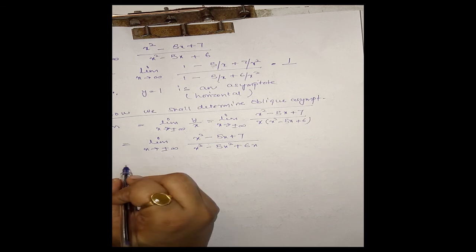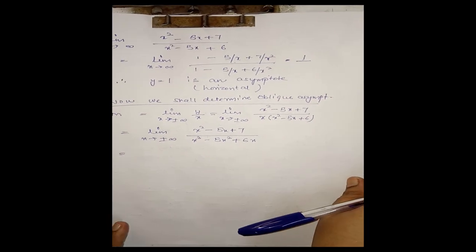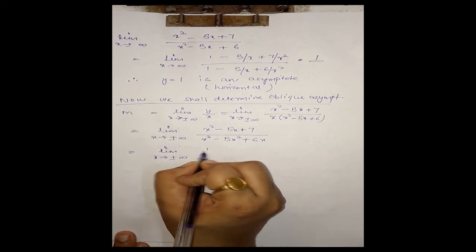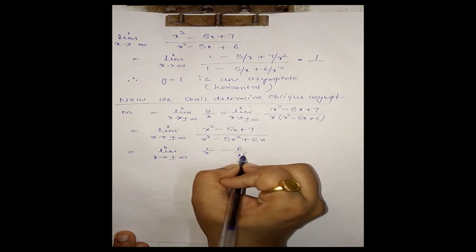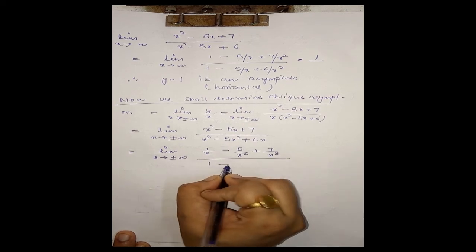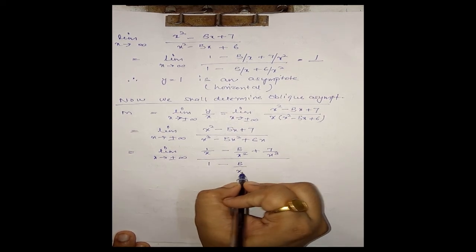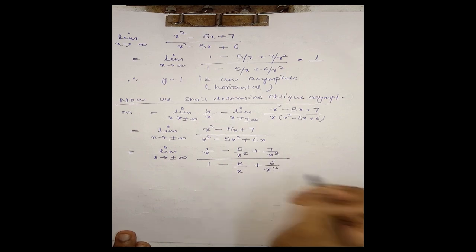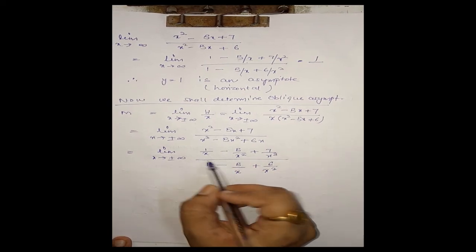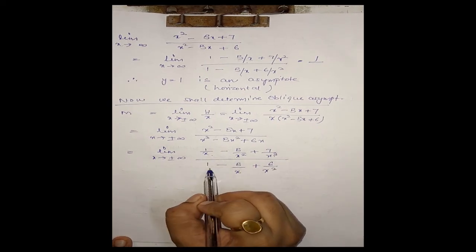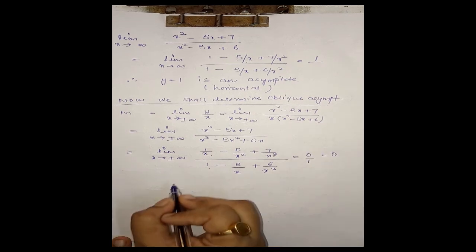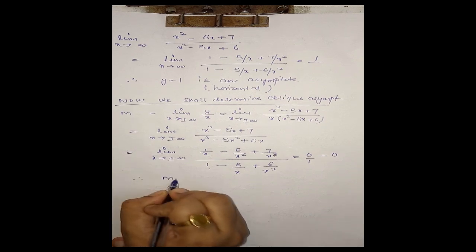Now, on dividing numerator and denominator by x cube, this is limit x tending to plus minus infinity, the numerator will be 1 upon x minus 5 by x square plus 7 by x cube, and the denominator will be 1 minus 5 by x plus 6 upon x square. Now on taking the limit, this will be 0, 0, 0, and here it is 1. Therefore, the limit is 0 by 1, that is 0. Okay, that means m is equal to 0.